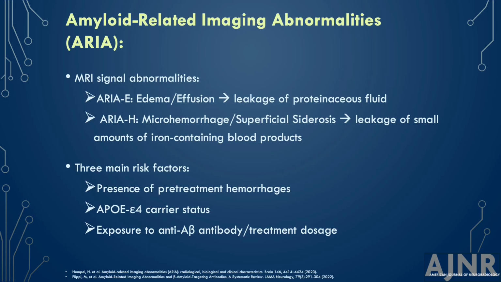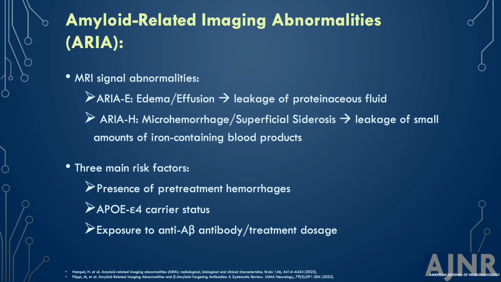ARIA signal abnormalities are divided into 2 categories, ARIA-E and ARIA-H. E in ARIA-E stands for edema and effusion that is from leakage of proteinaceous fluid. H in ARIA-H refers to hemorrhage, and it includes macrohemorrhages within the parenchyma or superficial siderosis and is caused by leakage of small amounts of iron-containing blood products.